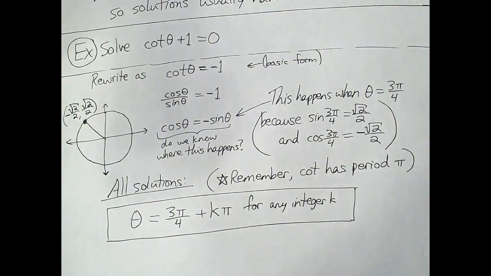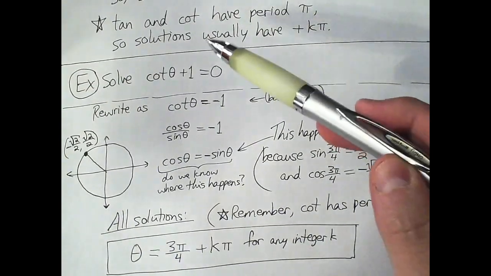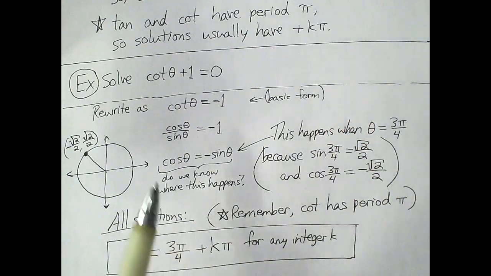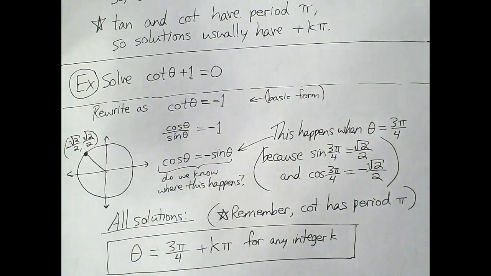All right, so the point of this problem was mostly to show you one that used tangent or cotangent because they have period pi, and also tangent or cotangent, I would probably try to rearrange them into terms of sine and cosine and work with it from there.